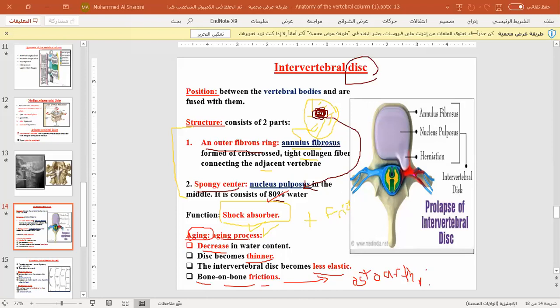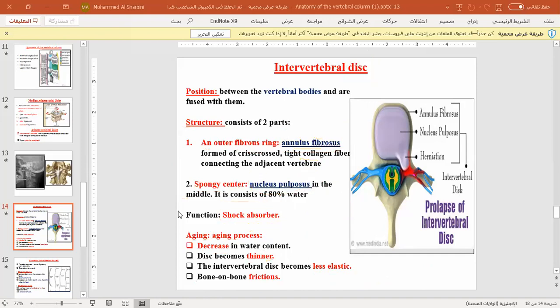Again, the intervertebral disc is formed of two parts. The outer one is named annulus fibrosus, and the inner one is named nucleus pulposus. With aging, the water content and the elasticity decrease and the disc becomes thinner, so there is bone-to-bone friction. Okay.